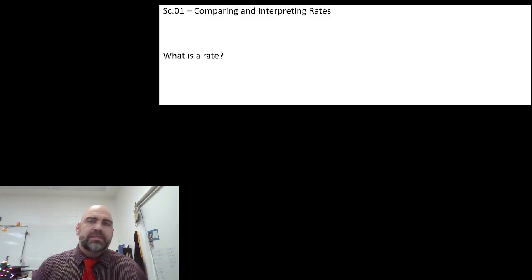All right, welcome to this lesson where we're going to be taking a look at comparing and interpreting rates, starting off with what is a rate. Then we're going to work our way to how we calculate rates as well as how we can compare rates. So let's start off with the question, what is a rate?